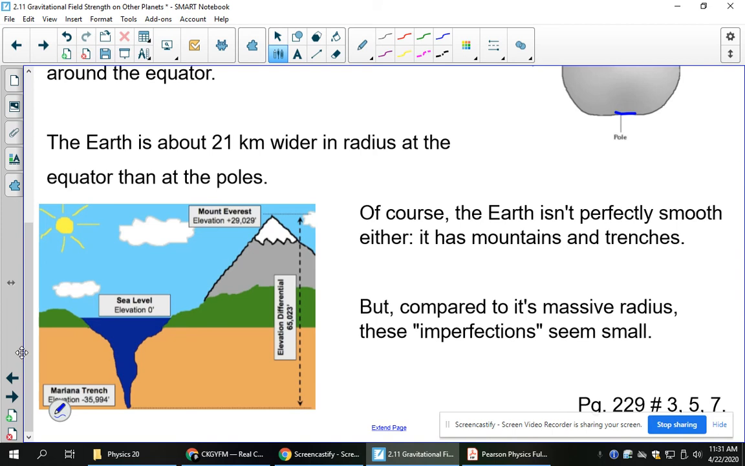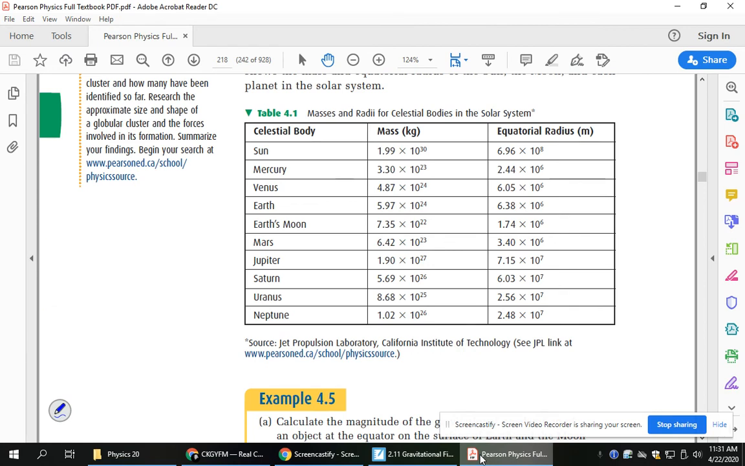Pardon me. So for this lesson, there's 3 questions in the textbook on page 229. Remember that you can use the chart in the textbook on page 218 to help you with these, and you can always email me if you have any questions. Good luck.